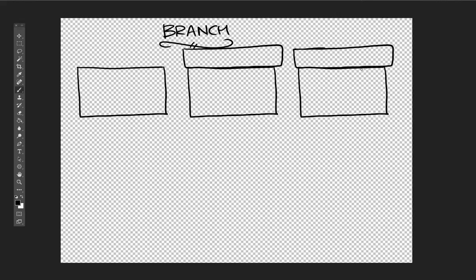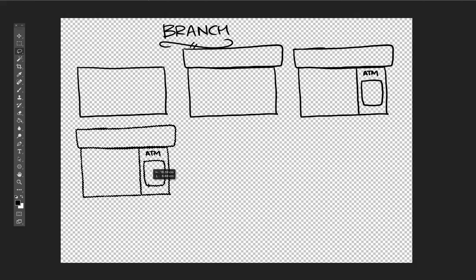So, always sort of a spot for an ATM. So remembering what we did last time, you can sort of rough in the way that looks.